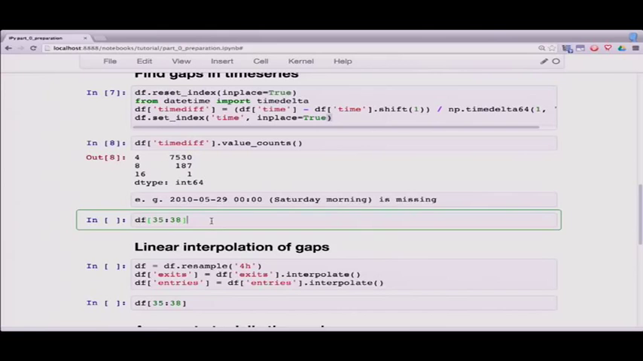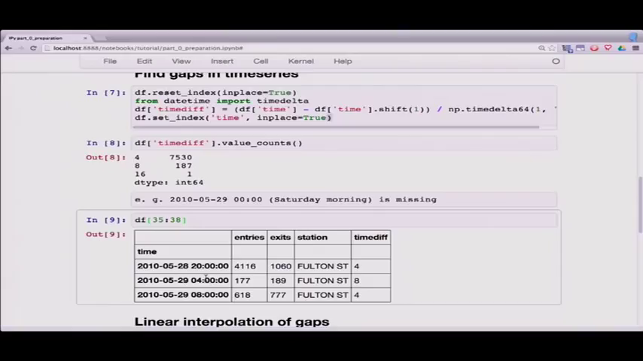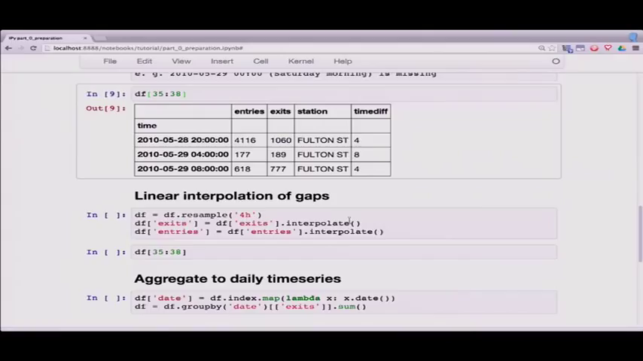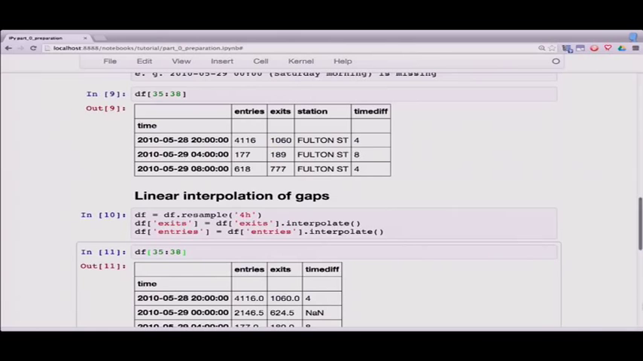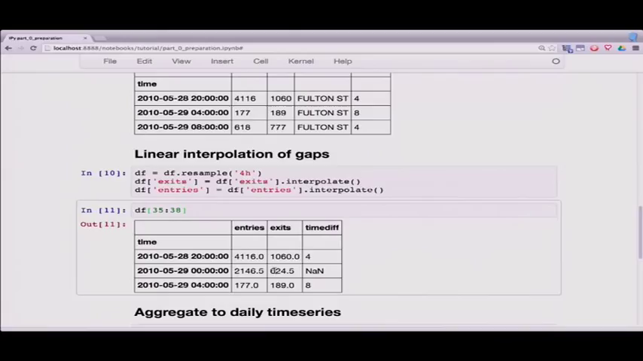So here you see there's a gap between 8 o'clock in the evening and 4 o'clock in the morning. There should be a midnight data set. So what can we do? For example, we can interpolate it with a linear function. Pandas provides this, so we interpolate and we look again at the time series, and you can see we've got now a value for midnight, which is 2060 plus 189 divided by 2. So very simple, but for our purpose it's just enough.